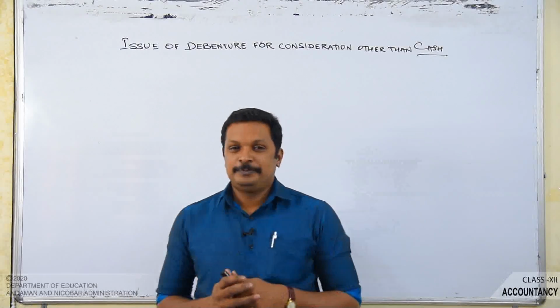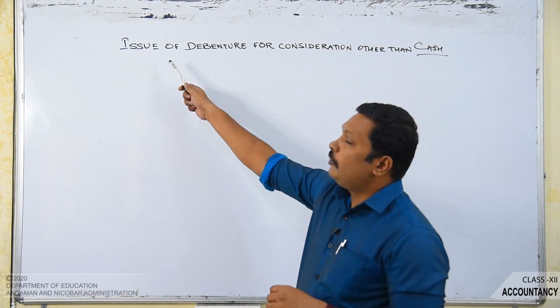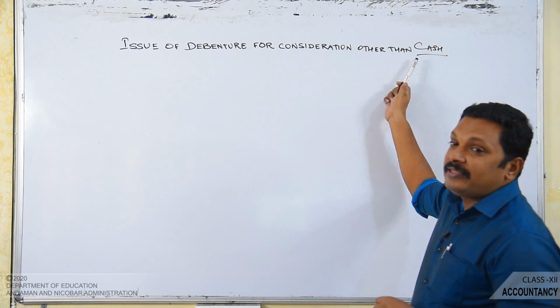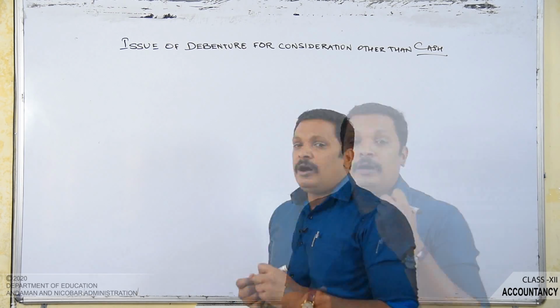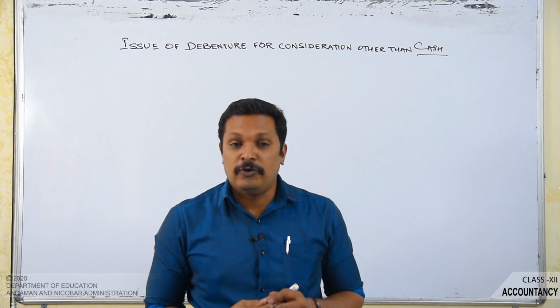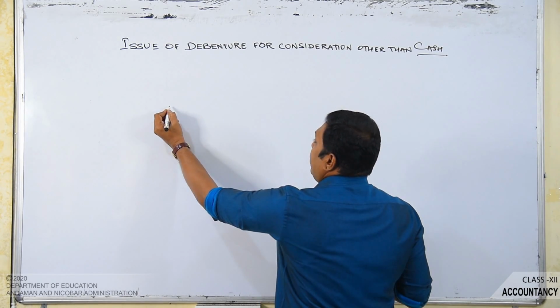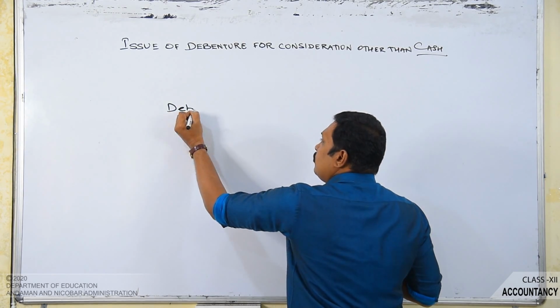Good morning, students. Today we are going to learn the issue of debentures for consideration other than cash. In the previous class, we learned how to issue debentures for cash. Normally we issue debentures for cash. Now we are going to learn about debentures that are issued not for cash.